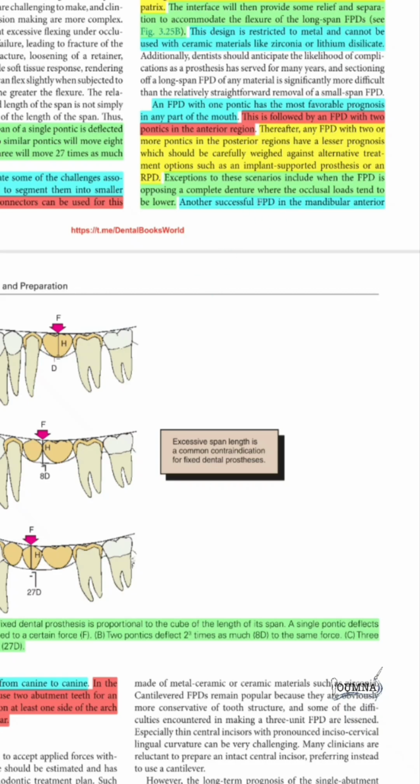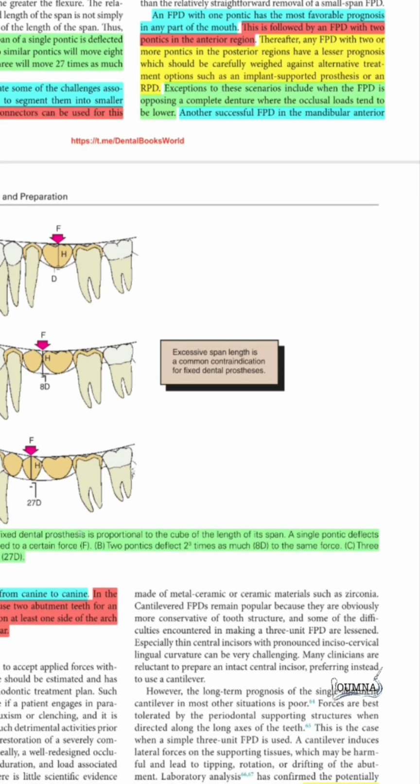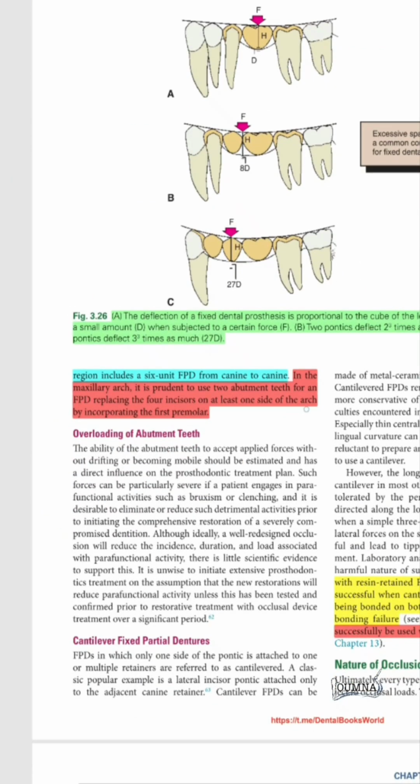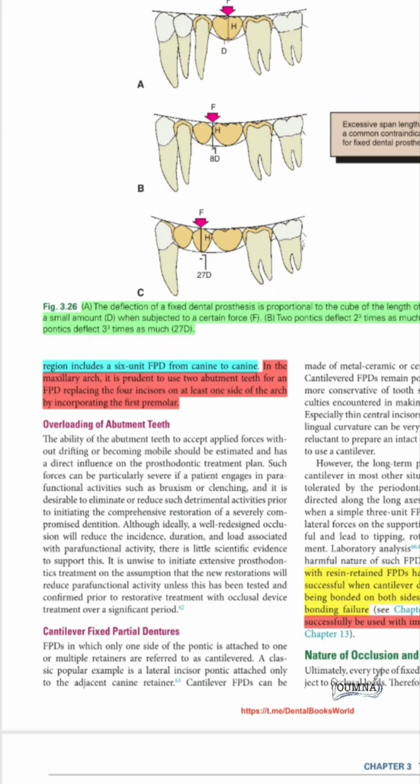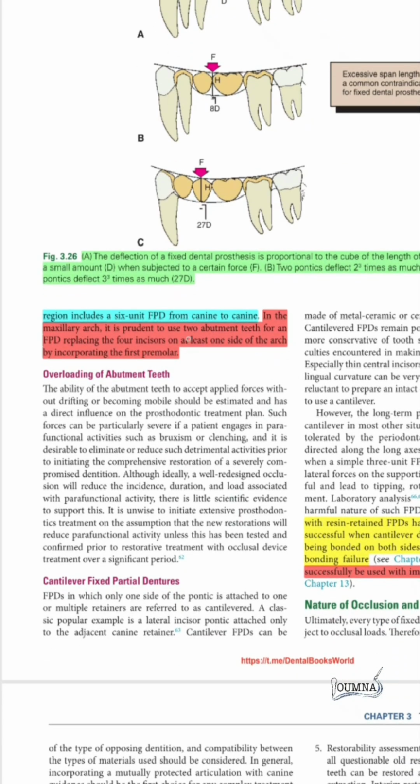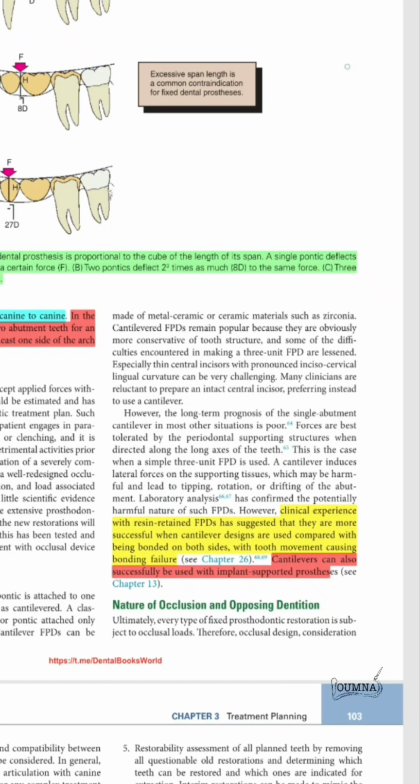Another successful bridge is in the mandibular anterior region, where we have 6 units from canine to canine. As for the maxillary arch, when we want to replace the 4 anterior teeth, it is favorable to incorporate with the canines the first premolars, at least from one side.